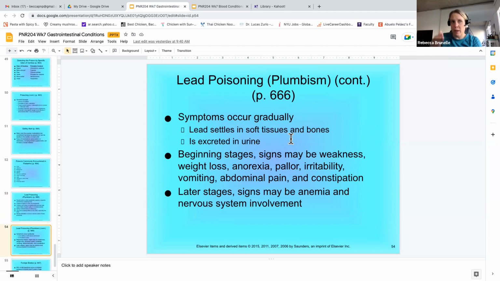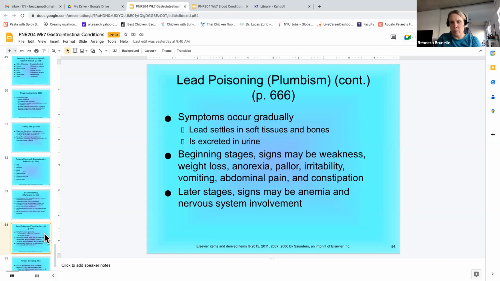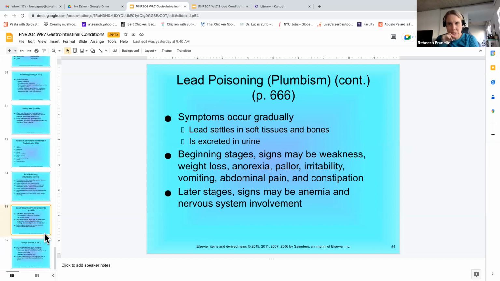So it usually is pretty mild. They might just be kind of irritable, weak. They might have anemia. And then later stages is where you really see the nervous system involvement. So you normally screen for lead poisoning in outpatient clinics, and you can do a blood test to see what their lead level is.